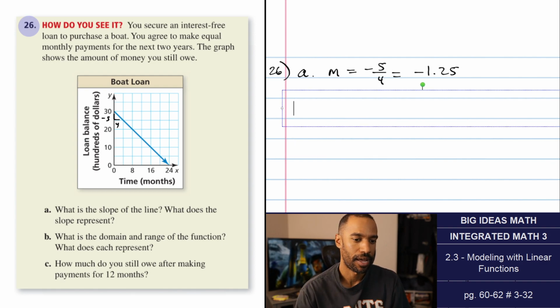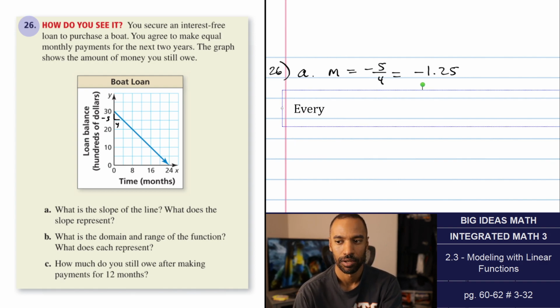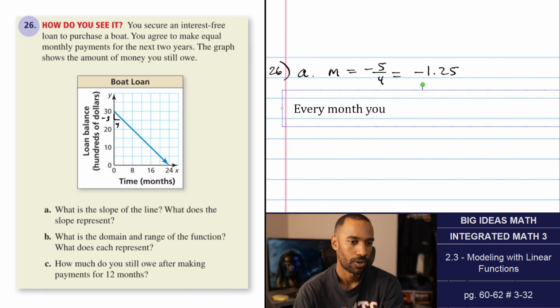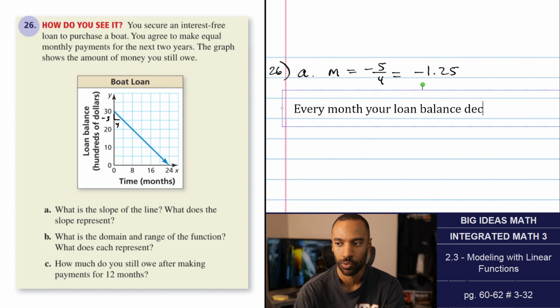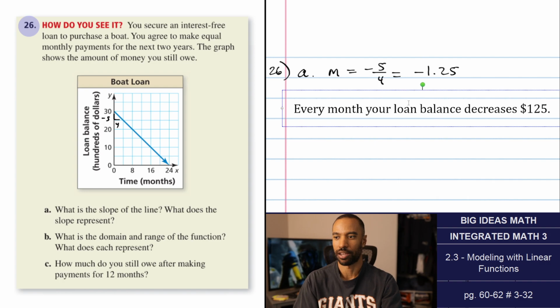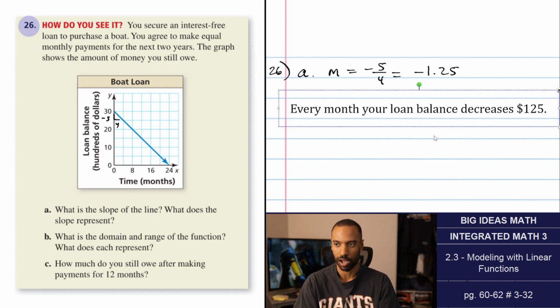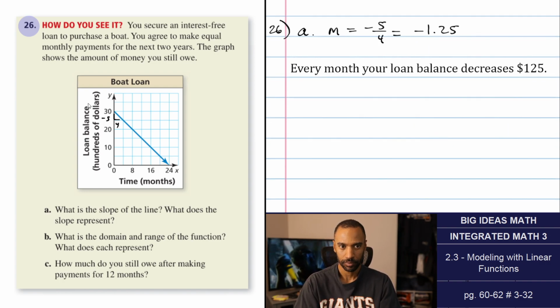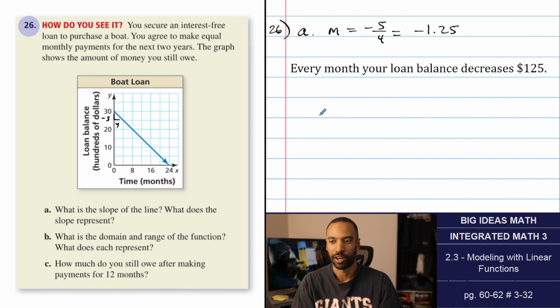So every 1 month, your loan balance decreases $125. This is kind of interesting as far as how do you see it. It's an easy kind of answer to start off with. The interpretation's a little weird, because not only is the scale here, but this is in hundreds. So negative 1.25 hundred is negative 125. So that is the interpretation of part A.